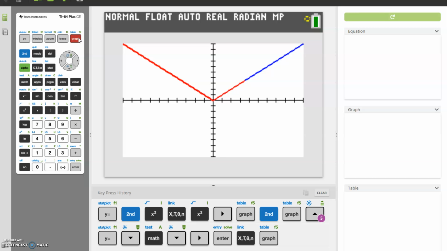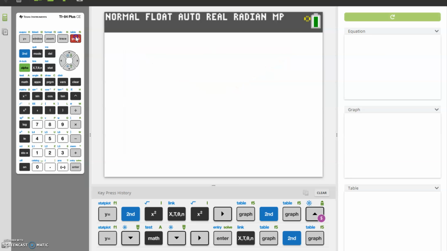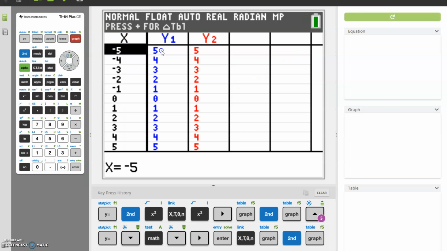The red just completely paints over the blue, which means that these two functions that we're looking at are identical to each other. And again, we can confirm that by going into second and graph in order to call up the table. And again, here are the output values for your first function, the square root of x squared, and here are the values for your second function, the absolute value of x. They're identical.